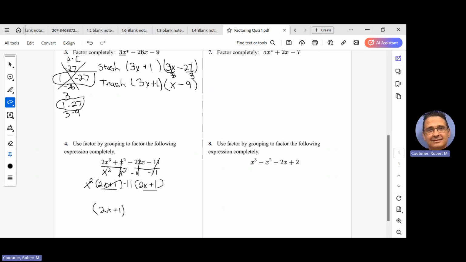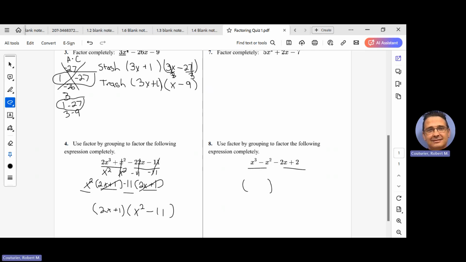So we can cross these out, and whatever's left, which is this and this, that's what we put in our final set of parentheses, x squared minus 11. There you go. That's how you do these. If you want to see another one really quickly here for the grouping, look.